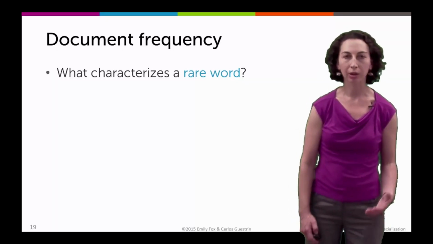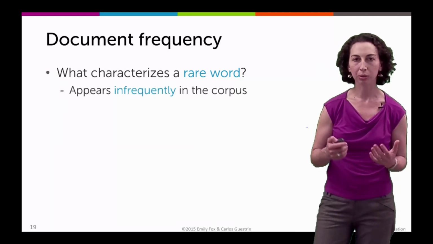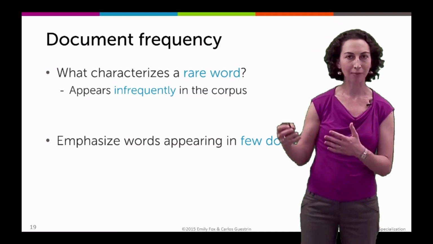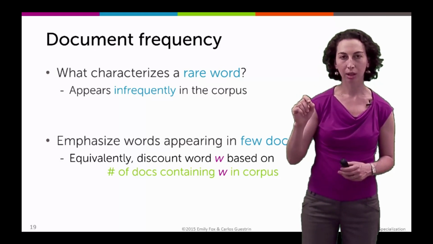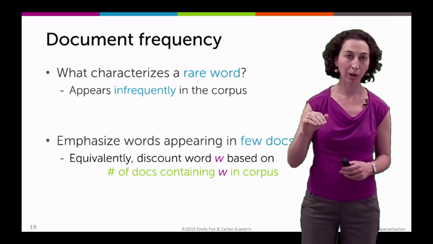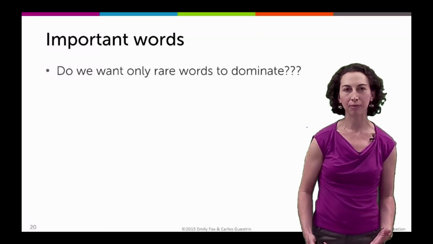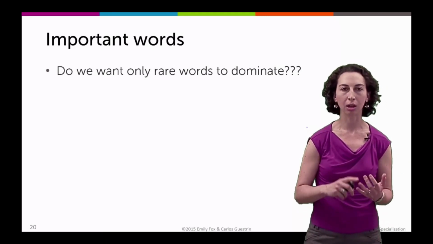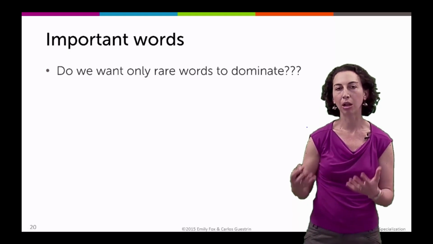Okay, so like we said, what characterizes a rare word is the fact that it infrequently appears in the corpus. And what we want to do is we somehow want to upweight these rare words, and equivalently to thinking about emphasizing words that appear only in a few documents, we can think about taking each word and discounting the weight on that word based on how many documents that word appears in the entire corpus. Okay, so a question is, do we really want to just emphasize the rare words? Well, we clearly don't want to emphasize the very common words, the words like the and it and everything like that. But what we want to include are things that are very relevant for that document.